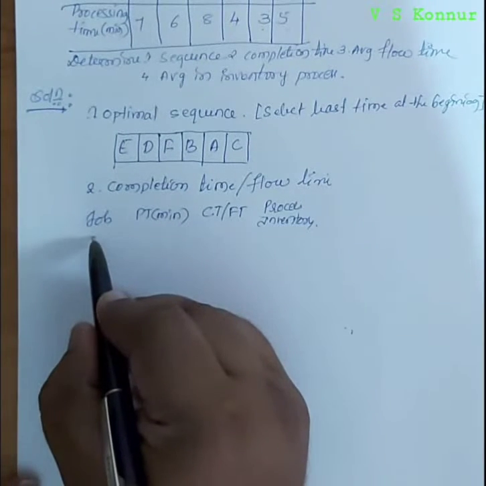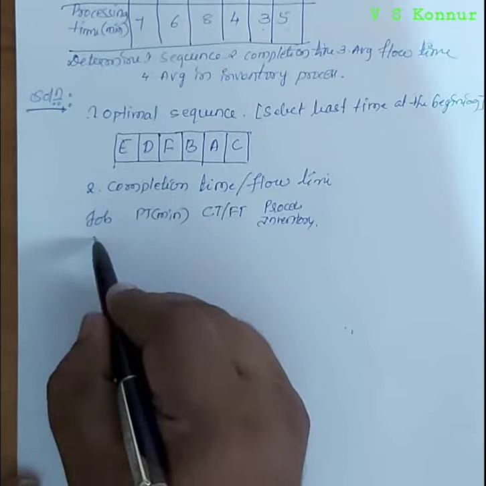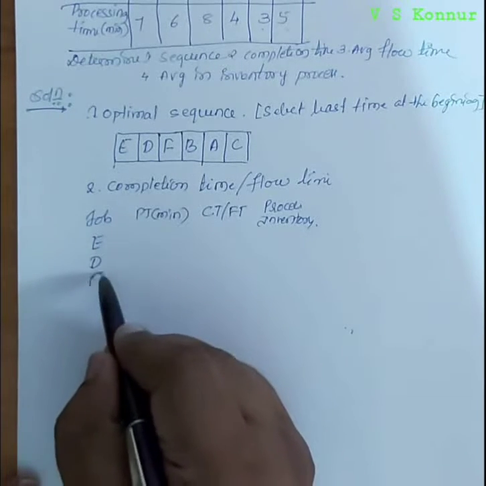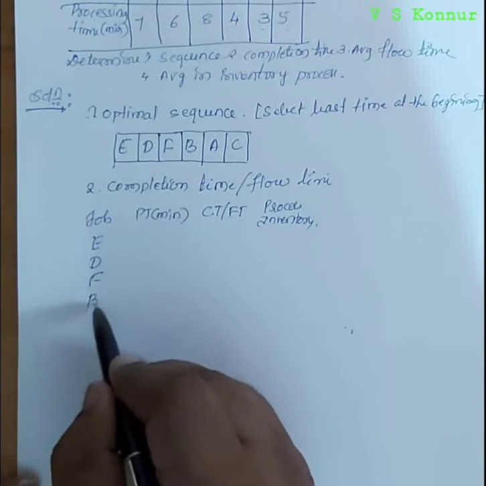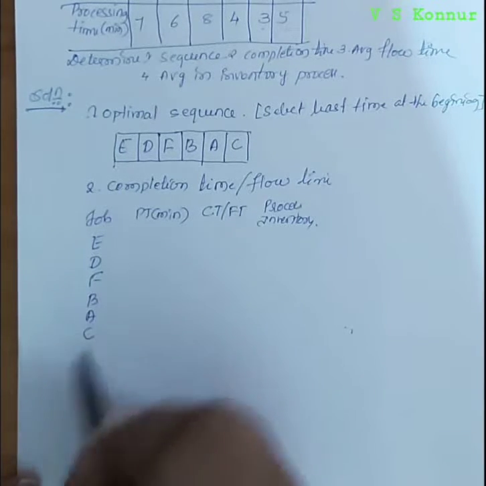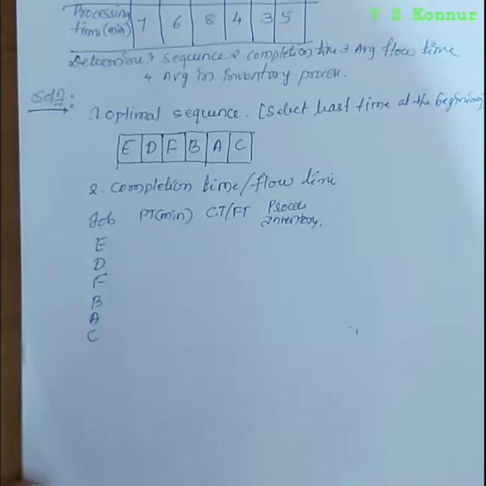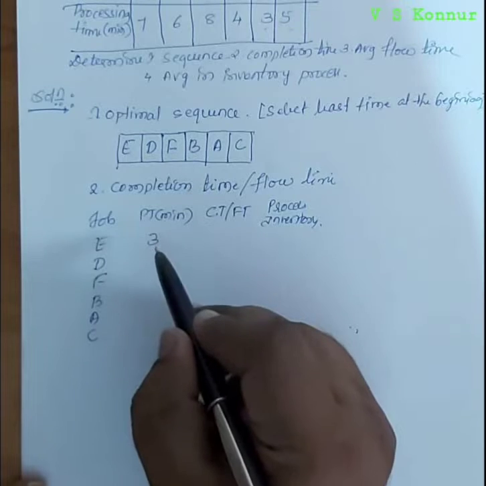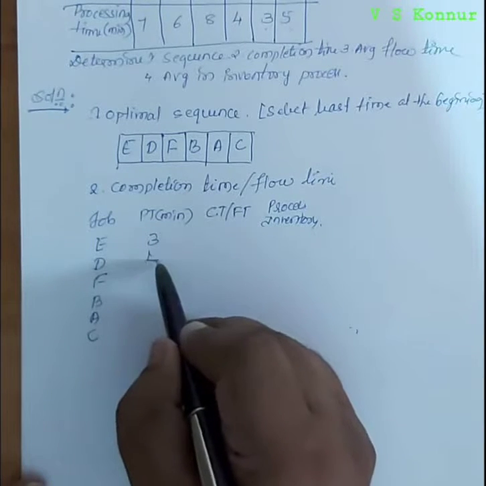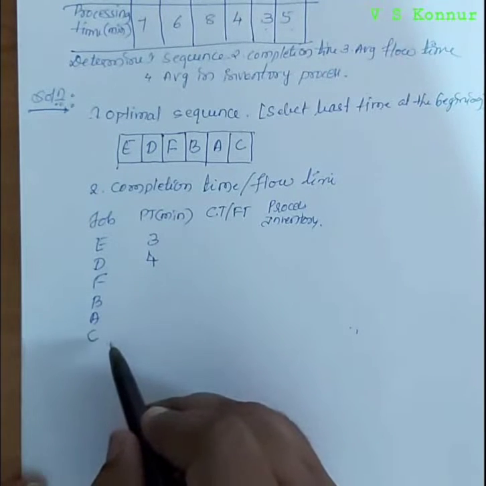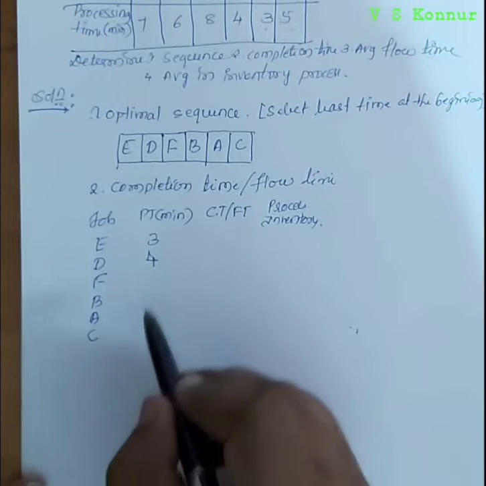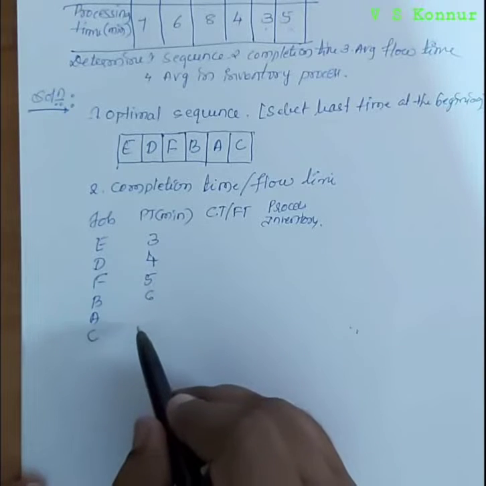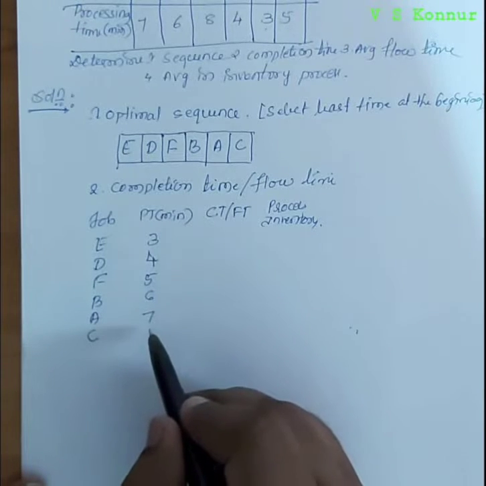Now the jobs, according to the sequence, are E at the beginning, then D, F, B, A, C. Now we have written the jobs. The time for E is 3 from the given problem. Time for D is 4. Time for F is 5. Time for B is 6. Time for A is 7. Time for C is 8.